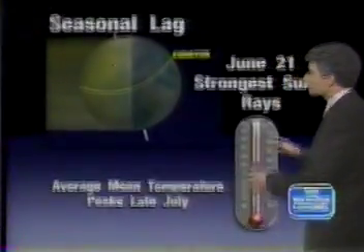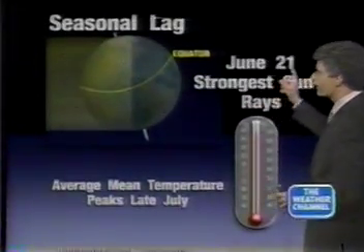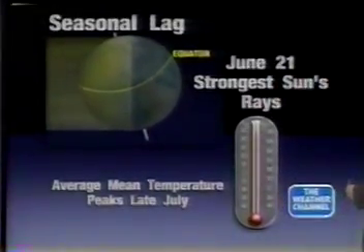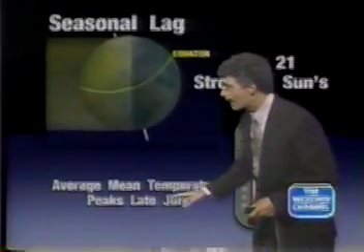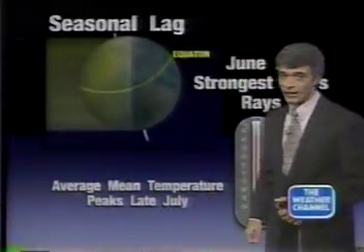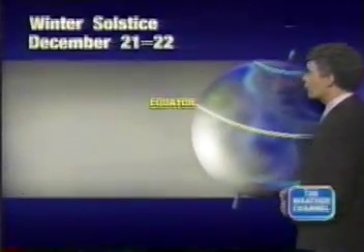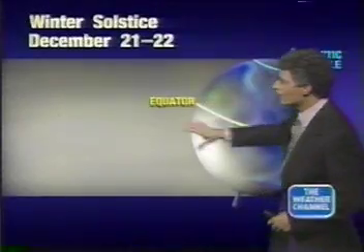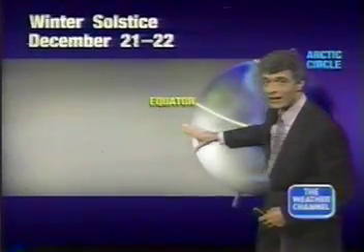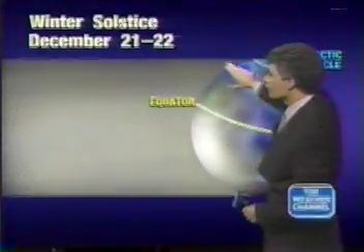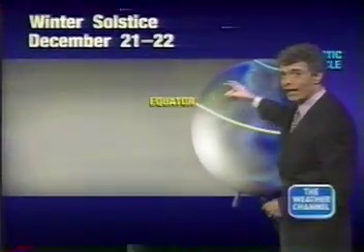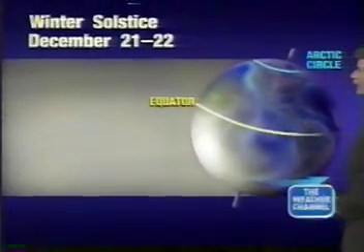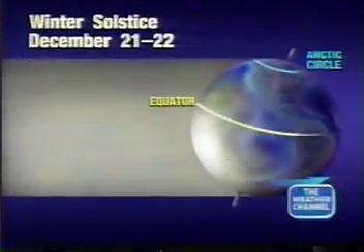In fact, we even have a seasonal lag. Even though we have the longest day of the year on June 21st, the strongest, highest sun's rays, the average temperature actually gets the highest in late July. That's called a seasonal lag, a little later than the best sun. At the winter solstice, the equator is tilted this way, the sun's direct rays hit the Tropic of Capricorn, and the more acute rays hit the northern hemisphere. So we have low sun angles, and the North Pole is faced away from the sun and never even gets any sun.